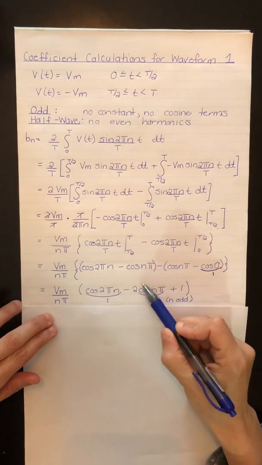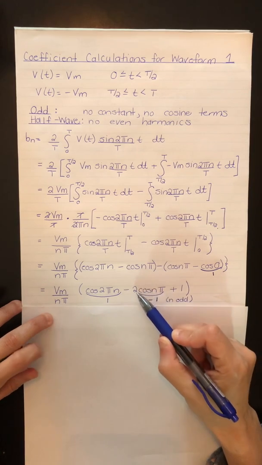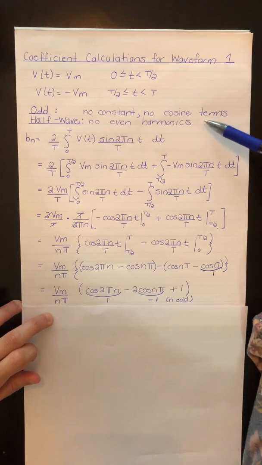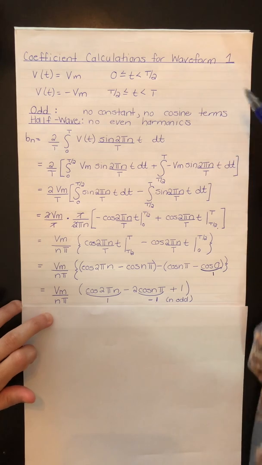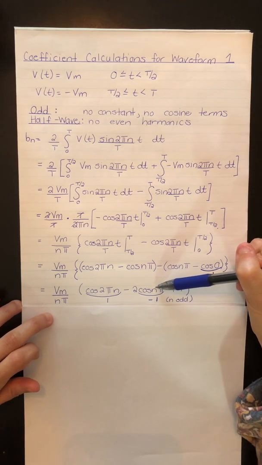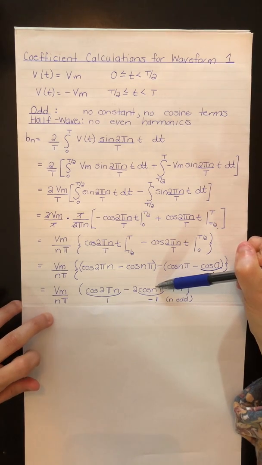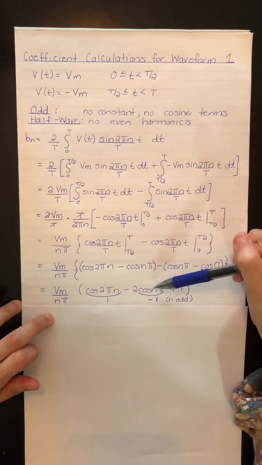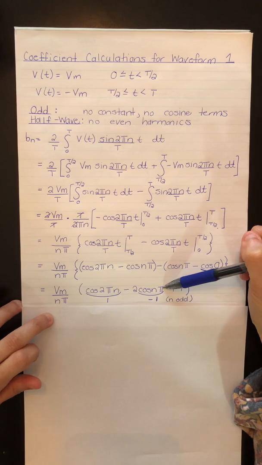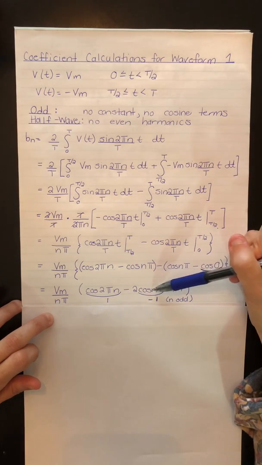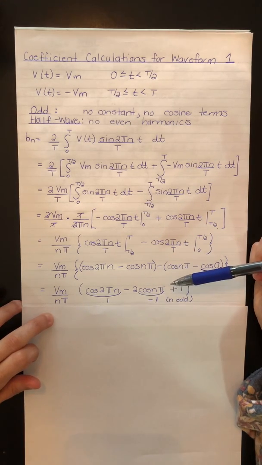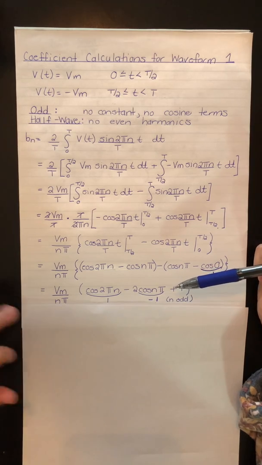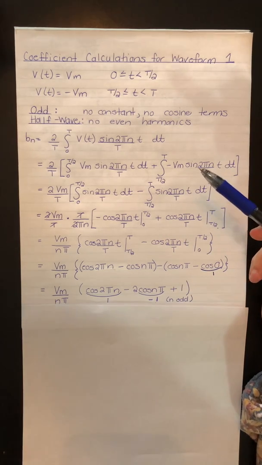But in this term, this is when we have to remember there are no even harmonics. So we are substituting odd numbers for n, like 1, 3, 5. What is the cosine of 1 pi? It's negative 1. The cosine of 3 pi would also be negative 1, and of 5 pi, negative 1.